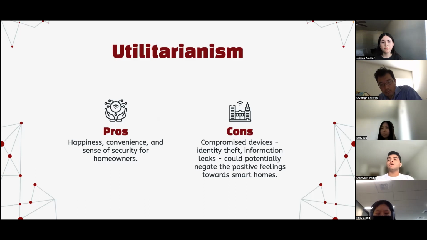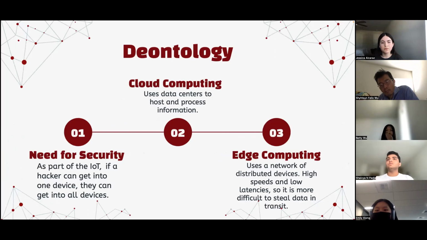But at the same time, there are multiple cons to this. Someone can hack into these devices, like the Ring camera again, and they can manipulate the data, as well as shut it off totally, so that there can be theft. There can be identity theft also. If people get your Ring camera information, then they could make fake IDs with your photograph, because the cameras already have your pictures. This would be a very high-level breach of privacy, and it would negate all the positive feelings that people have towards smart homes.